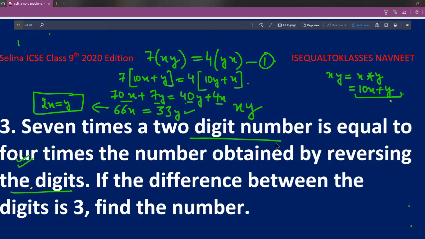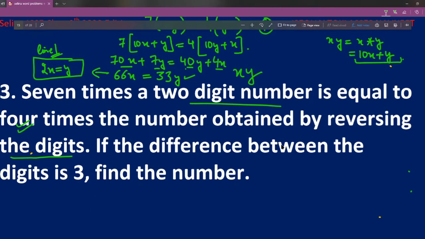This is basically line number 1 of the word problem. The second statement says, if the difference between the digits is 3, find the number. Now the number that I had taken was xy. So the difference is 3. Difference is 3 means that x minus y is equal to 3. It can also mean y minus x is equal to 3.